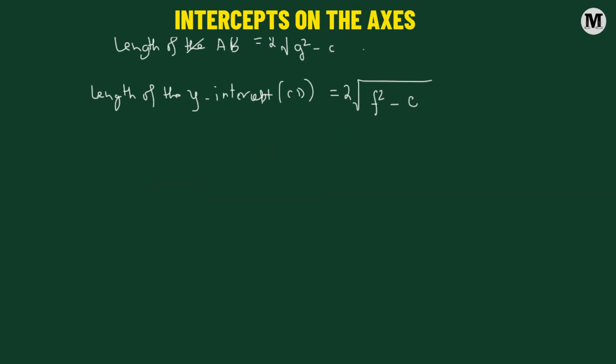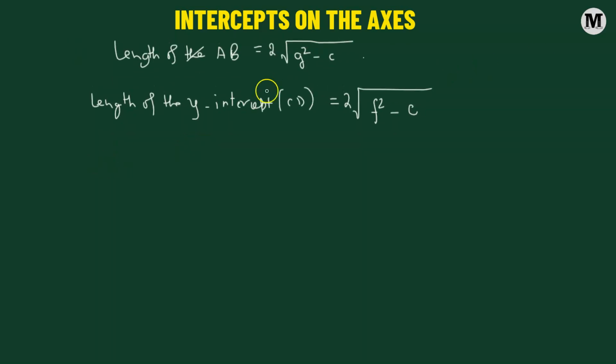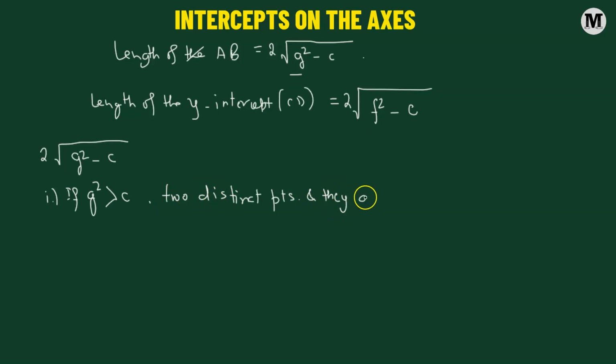Now, a couple of results that we can immediately think of once we have the length of the x-intercept and the y-intercept. Let's talk about the x-intercept. We have 2 times square root of g squared minus c. Let's say we get g squared greater than c. What does it mean? It means that the circle is going to cut the x-axis at 2 points. So we are going to get 2 distinct points, and they are going to be real. Real in the sense that they are going to cut the x-axis at 2 points, and those 2 points are going to give us real numbers.